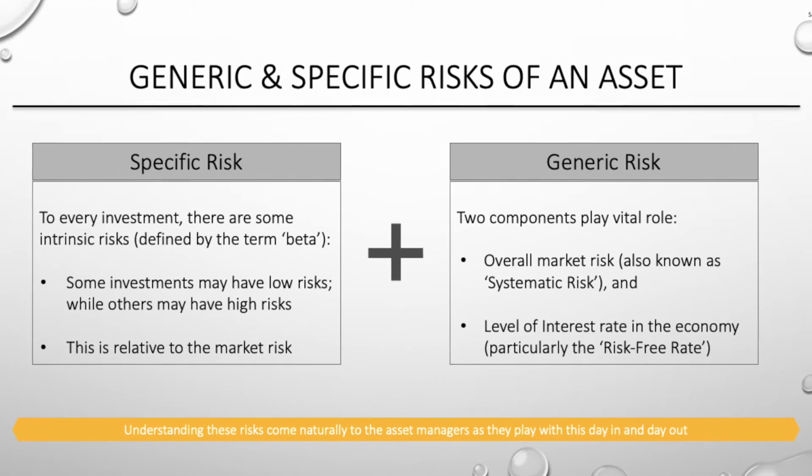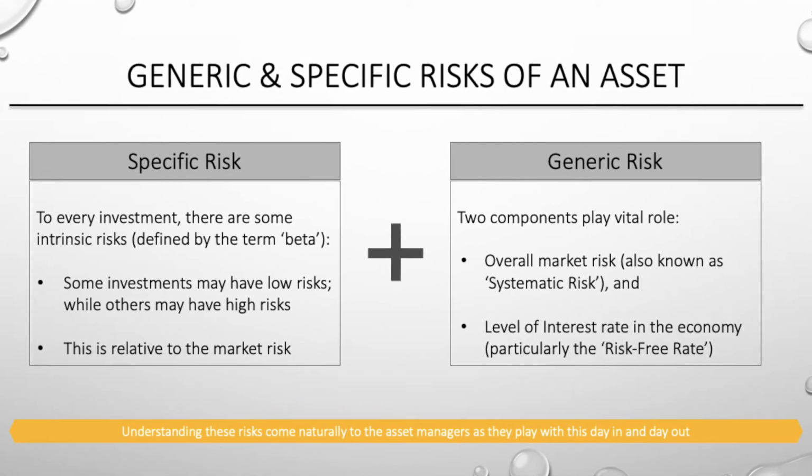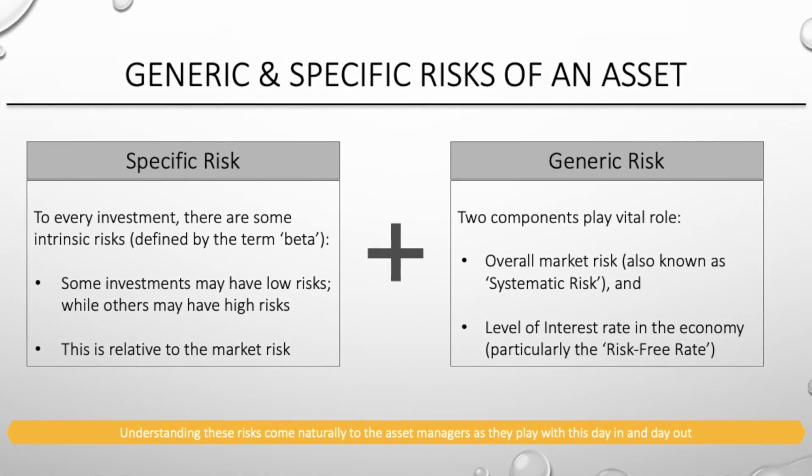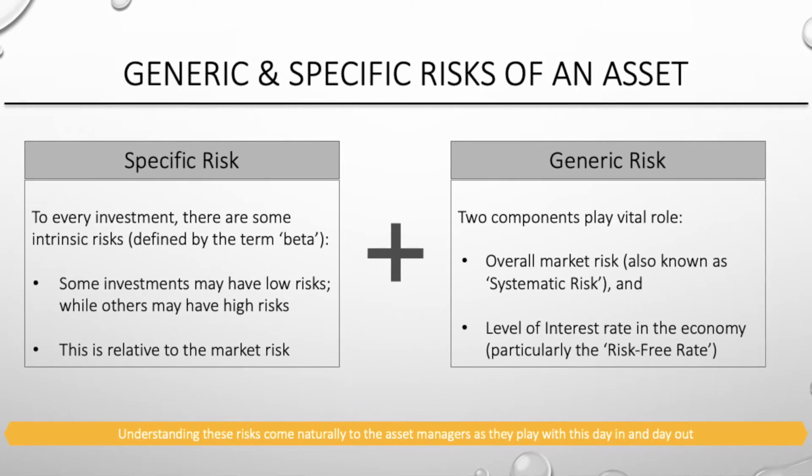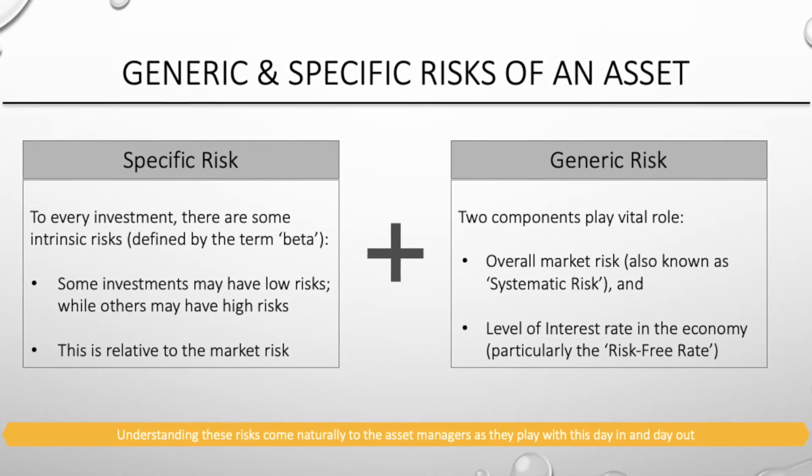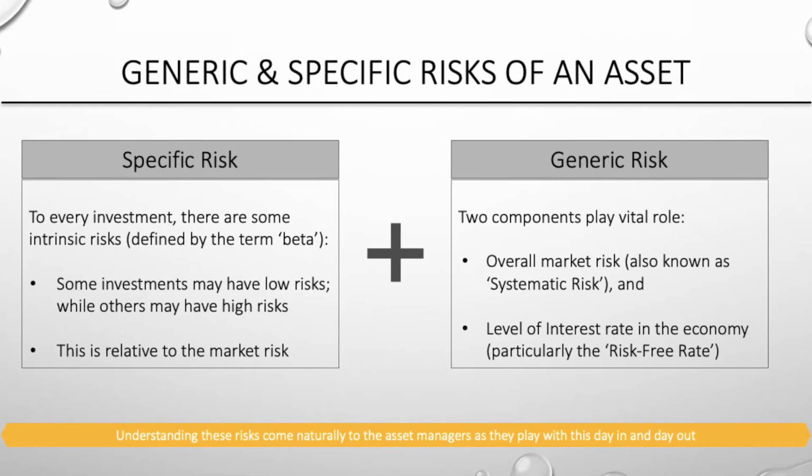So the investment journey is also the same. Point A is nothing but the generic risk, which is also known as systematic risk, and point B is your own intrinsic risk known as beta. So the question is, how do we arrive at the optimal balance?